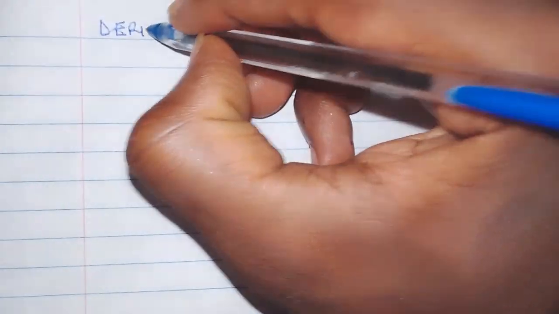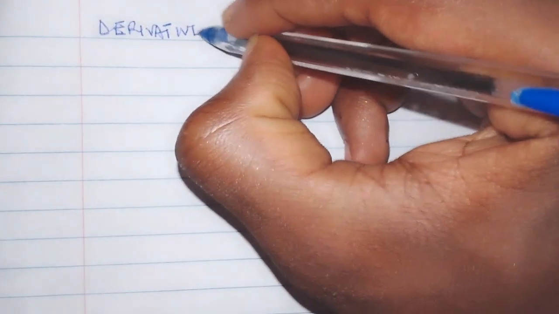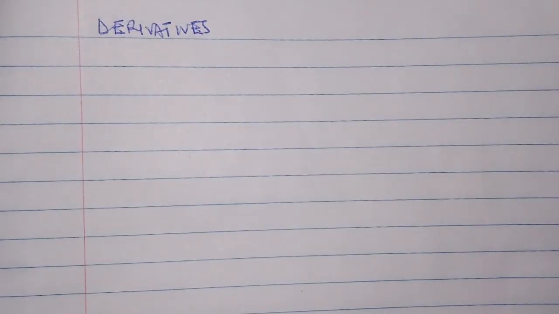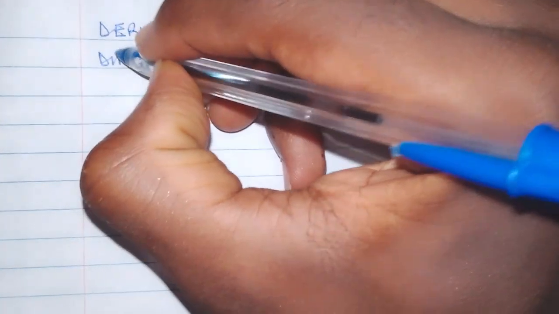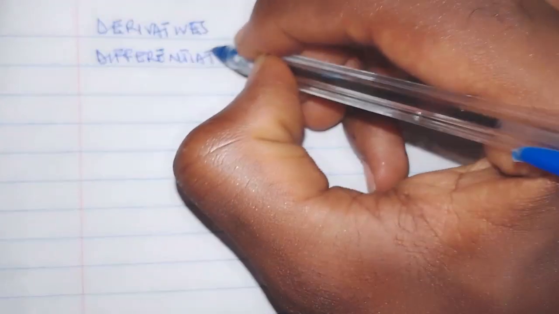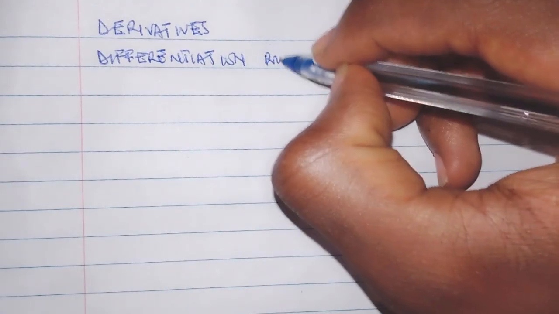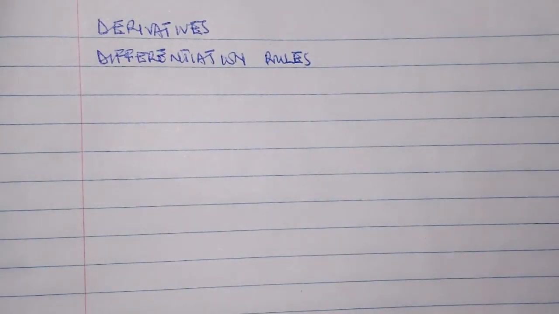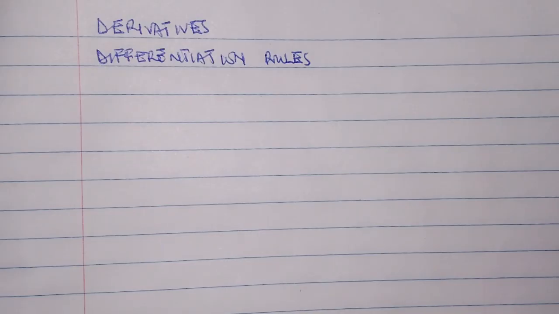Look at derivatives. We are going to look at derivatives. Now, under these derivatives, we are going to look at what we call differentiation rules. We are going to look at 6 differentiation rules. The first we are going to look at is how a derivative is represented.